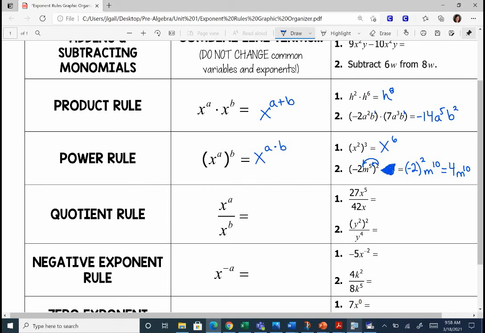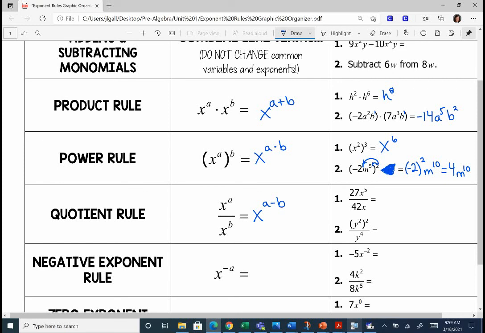Last but not least, our quotient rule. That's the last one we did. Quotient means we're dividing. What did we do with those exponents when we divided? We subtracted them. Top minus bottom. If you need to make yourself a little note there that says top minus bottom, that's okay. We will be dealing with, again, some negative exponents in a couple classes. So sometimes when we subtract, we end up with a negative result, and that's okay. We're going to learn how to handle those. Not yet, but we'll get there.